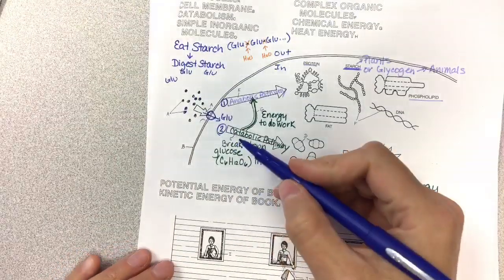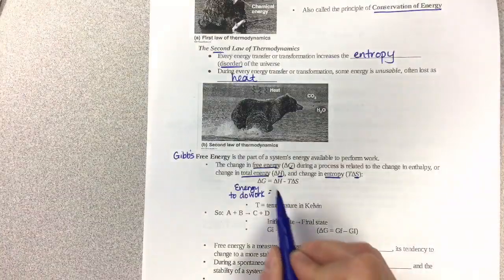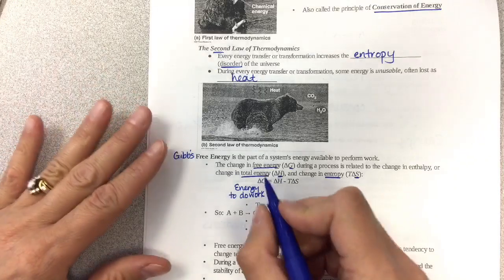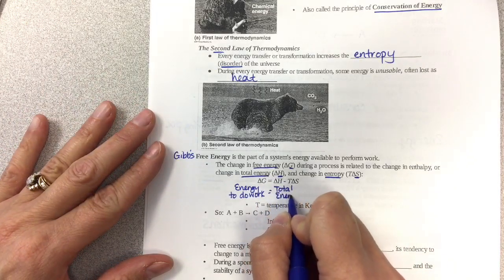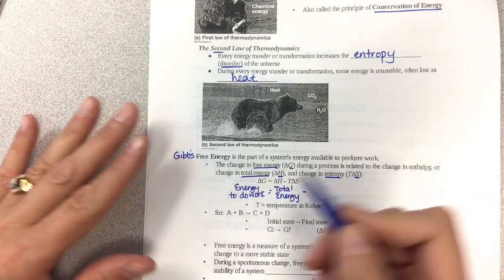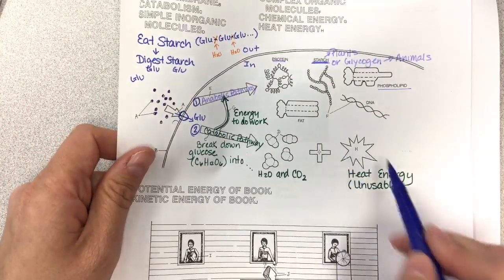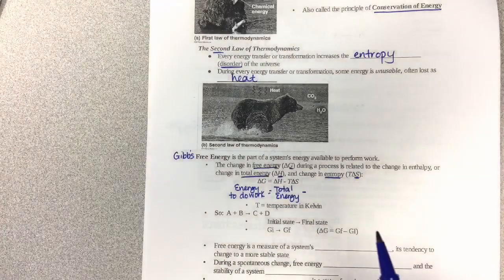To find out the amount of energy available to do work, we take the total energy, that is the H part. So we take the total energy minus the entropy, the disorder. That would be, in my example over here, the amount released as heat. That's unusable. So we take the total minus the heat, and that gives you the energy to do work.